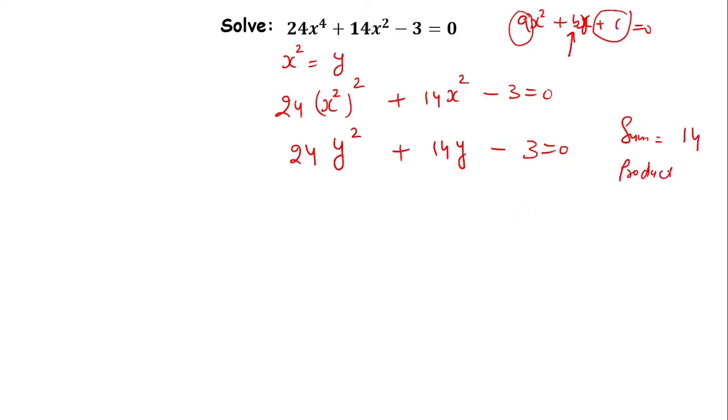And what should be the product? a times c. a is 24, c is minus 3. So 24 times minus 3 is minus 72. Now think of two numbers whose sum is 14 and whose product is negative 72. Do you have any idea about these two numbers?